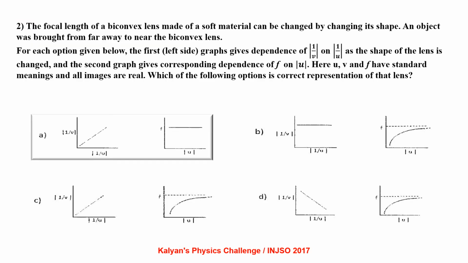The focal length of a biconvex lens made of a soft material can be changed by changing its shape. An object was brought from far away to near the biconvex lens. For each option given below, the first, that is left side graph, gives dependence of 1 by v on 1 by u as the shape of the lens is changed, and the second graph gives the corresponding dependence of f on u. Here u, v, f have standard meanings and all the images are real. Which of the following options is a correct representation of that lens?